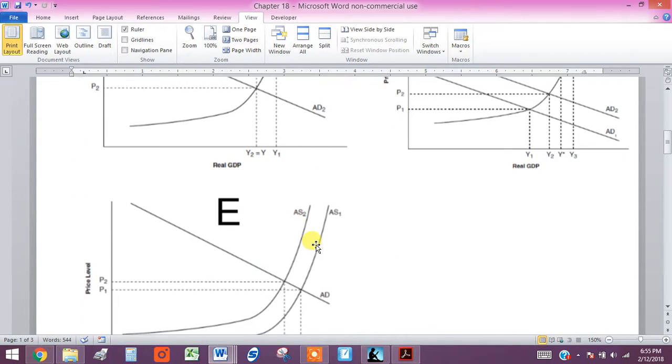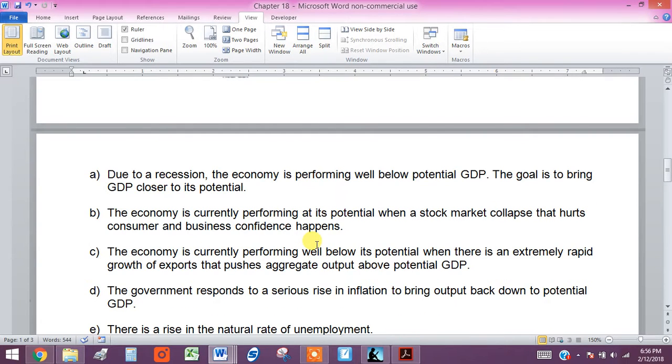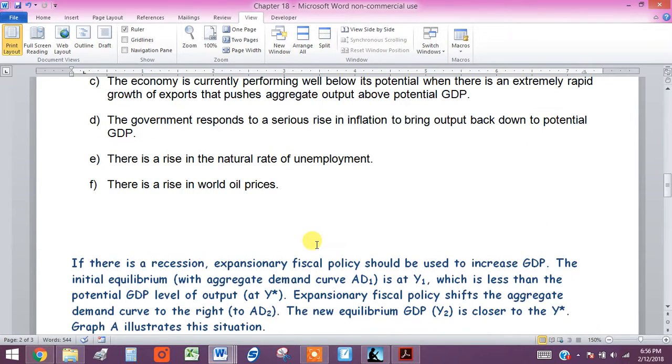I'm going to let you think about these and figure them out. Your answer should look something like this. You can explain what is happening, why it's happening, what you would use in terms of either expansionary or contractionary, and which graph you're looking at, for each one.